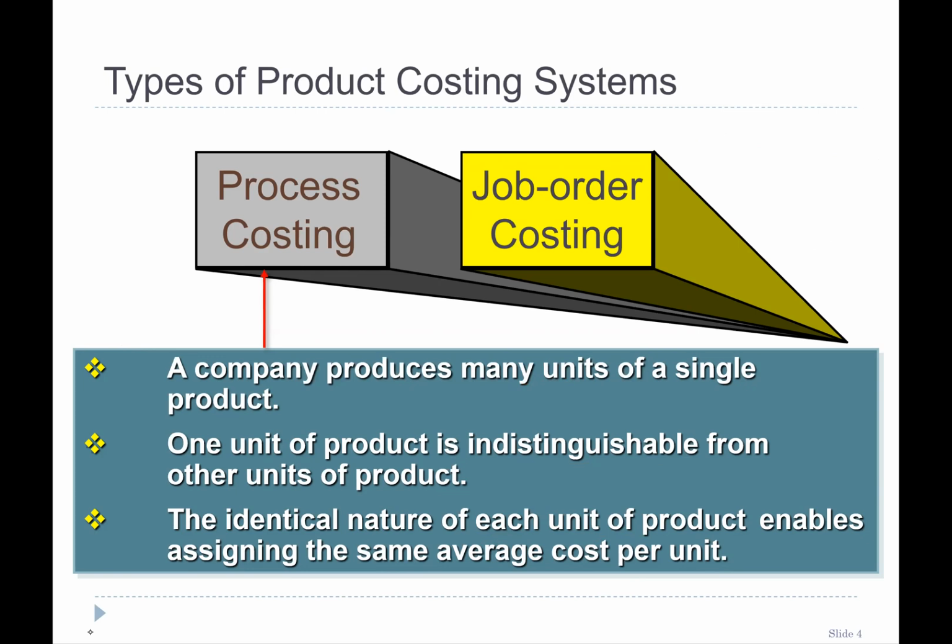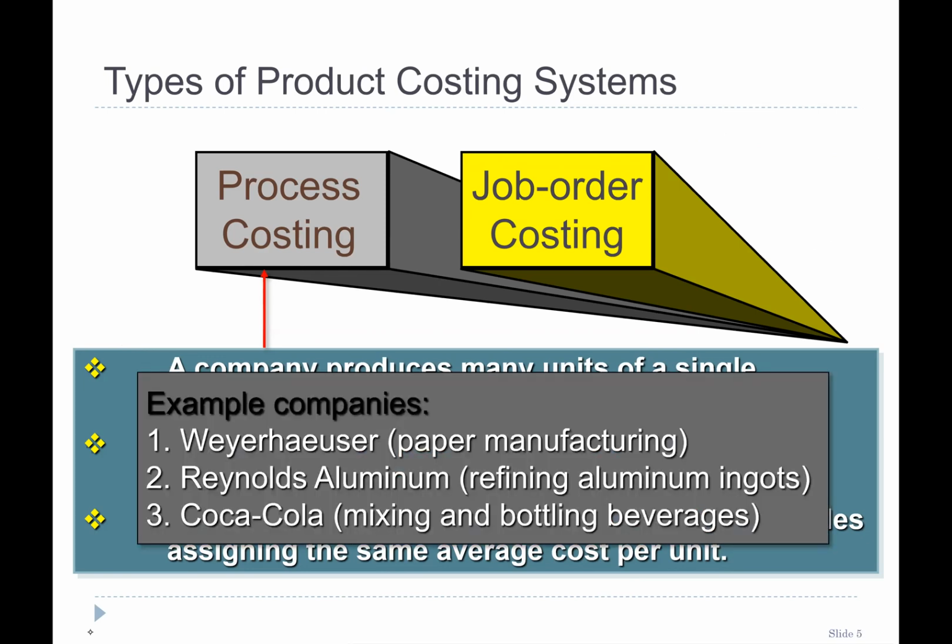The complication occurs when we have job order costing. Examples of companies with process manufacturing: we have a paper manufacturing company, we have an aluminium refining company, we have Coca-Cola, especially the mixing and bottling unit, right? They crush the old bottles and make new bottles like that.